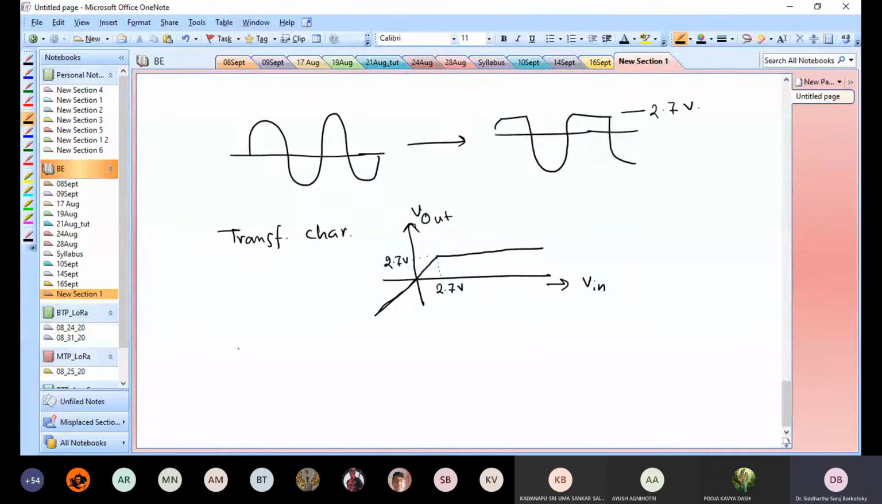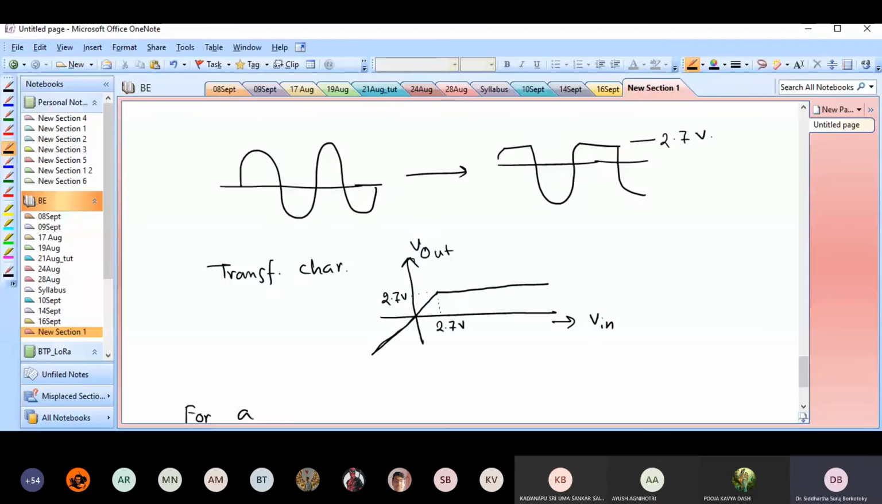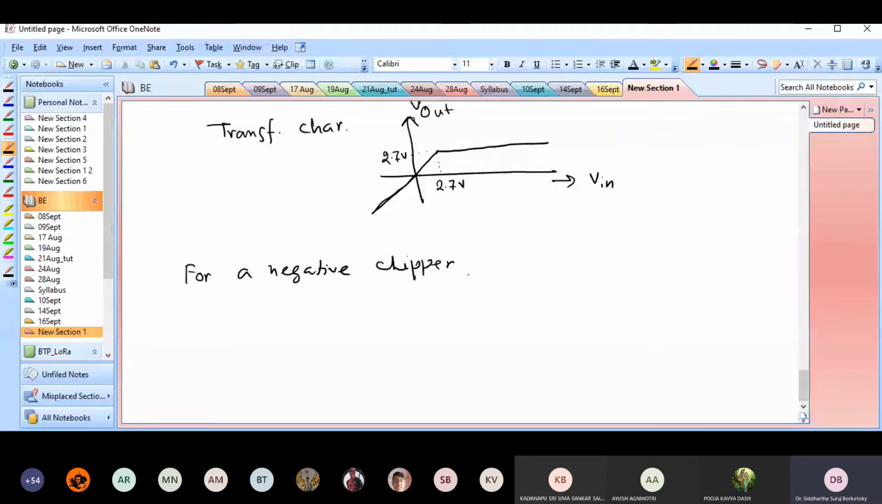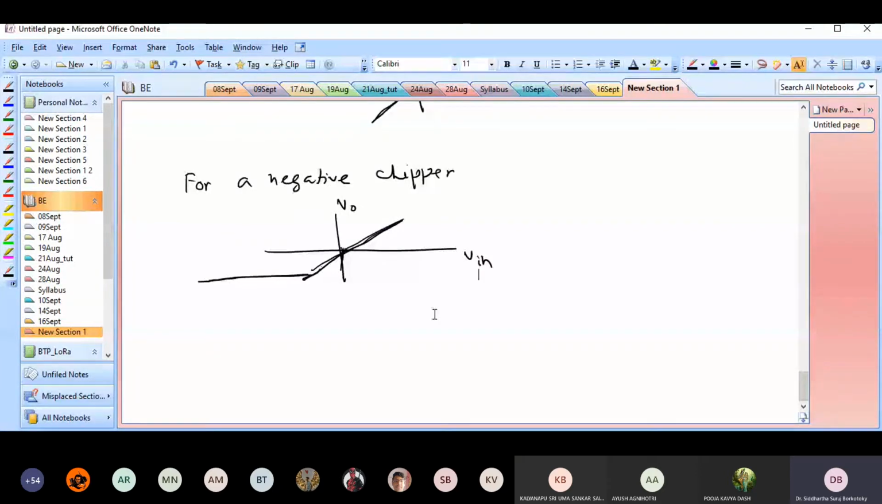So basically, for a negative clipper, what you have is something like this. This thing should go to the origin, right? It'll clip at some negative value. So this is a negative clip. Okay, so this is output, V out. This is input. Okay. And what might the transfer characteristic of a clamper look like?